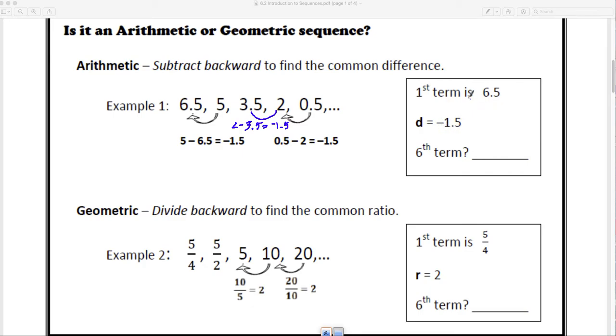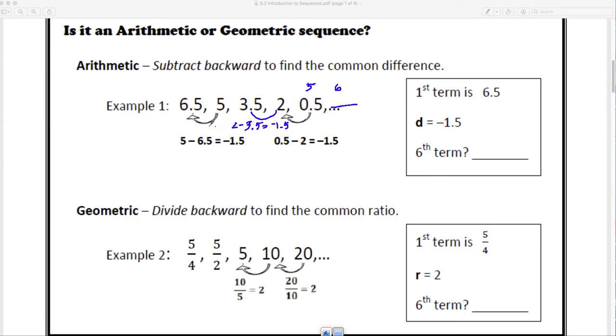The first term in the sequence is 6.5. That's the one it starts with. And now it says, okay, what's the sixth term? Okay, well, this is term 1, term 2, 3, 4, and 5. So the sixth term is going to come right here after this term. If I subtracted going forward, this is the fifth term. Let's not get too confusing. Okay, so I'm looking for the term that goes right here.